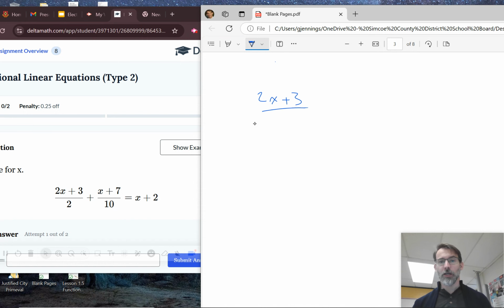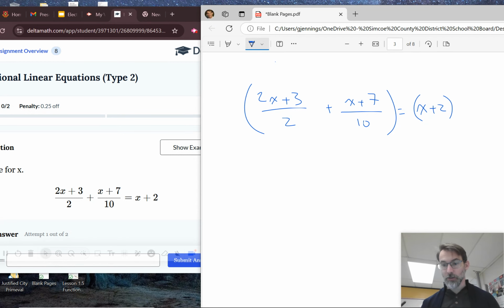2x plus 3 over 2 plus x plus 7 over 10 is equal to x plus 2. Let's put both sides of the equation in brackets, because when we multiply both sides, we have to multiply the whole side of each equation. That's why the brackets are useful here.